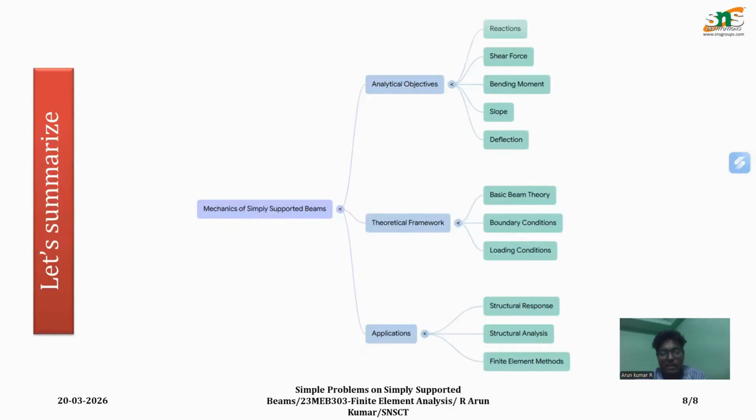So let's summarize the overall topic of the simply supported beam. We have classified it into the analytical objective, the theoretical framework, and applications. The analytical objective covers reaction, shear force, bending moment, slope, and deflection. The theoretical framework covers basic beam theory, boundary conditions, and loading conditions. The applications are structural response, structural analysis, and finite element methods.